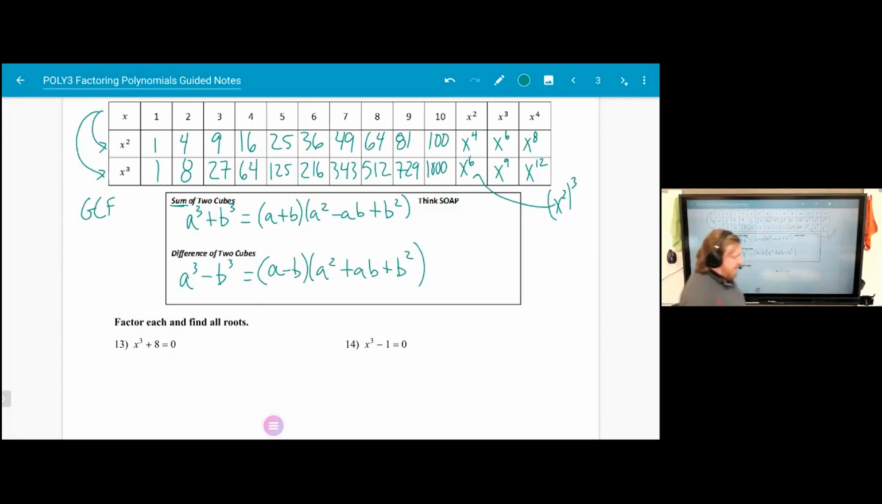Now, are those patterns things you have to memorize? Not exactly, but there are ways to remember what they are. Think soap. Mr. Gubino taught me this one.